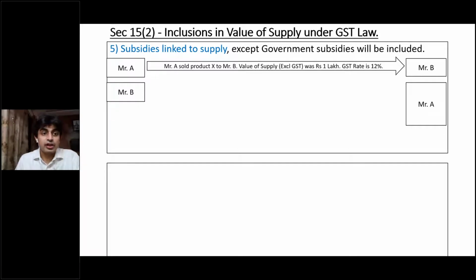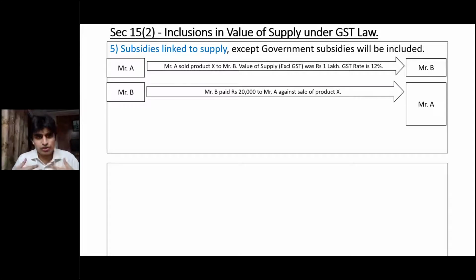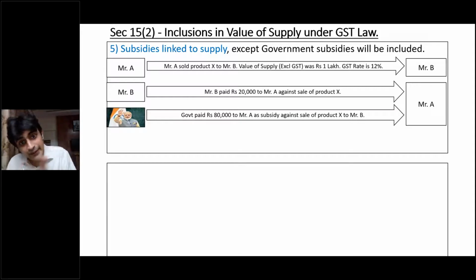ठीक है, वापस देखो. प्रोडक्ट कितने में था? 1 लाख रुपी प्लस 12% GST. So, जो recipient था, he paid how much? 20,000 rupees out of 1 lakh. And government paid to the supplier balance 80,000. Okay, so this is subsidy linked to the supply by government. So GST will be charged on 1 lakh rupee or GST will be charged on only 20,000 is the question.